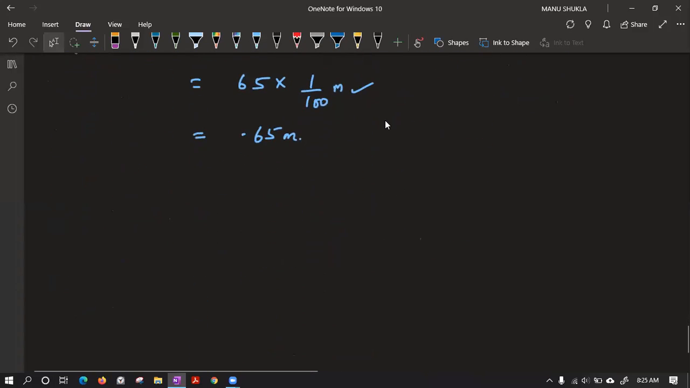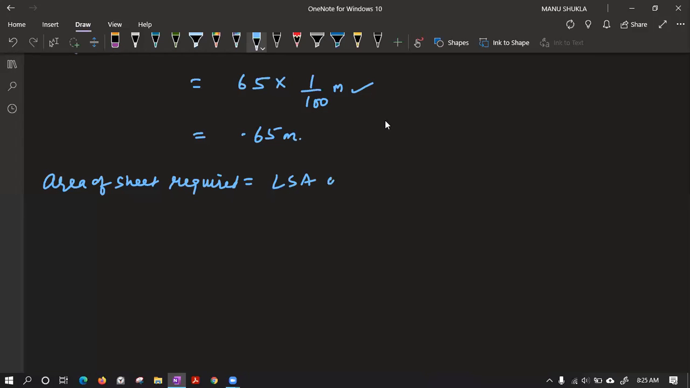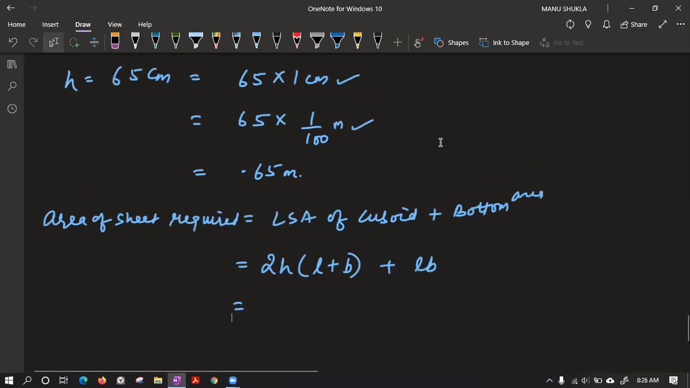So let us write the answer statement. The question statement is asking for area of sheet. So you will write like this: area of sheet required is equal to LSA of cuboid plus bottom area. If you write this way, it will be better. Now just put the formulas. LSA of cuboid we all know is how much? 2h(l plus b), plus bottom area is how much? l into b. Then just put the values and you will get the answer.